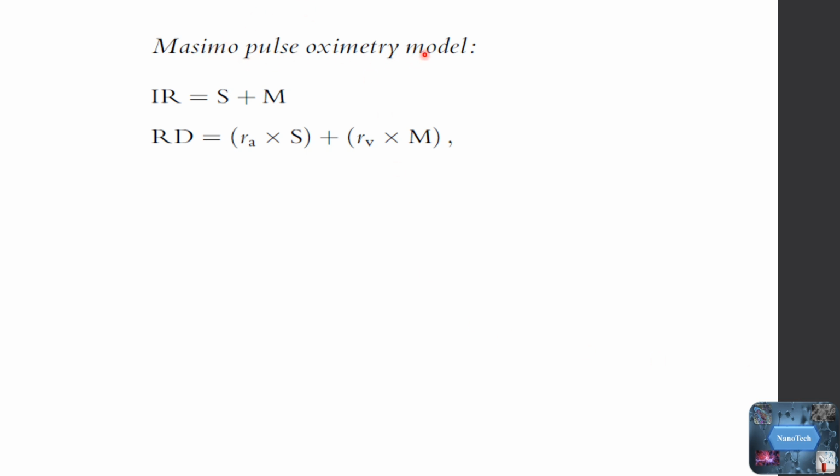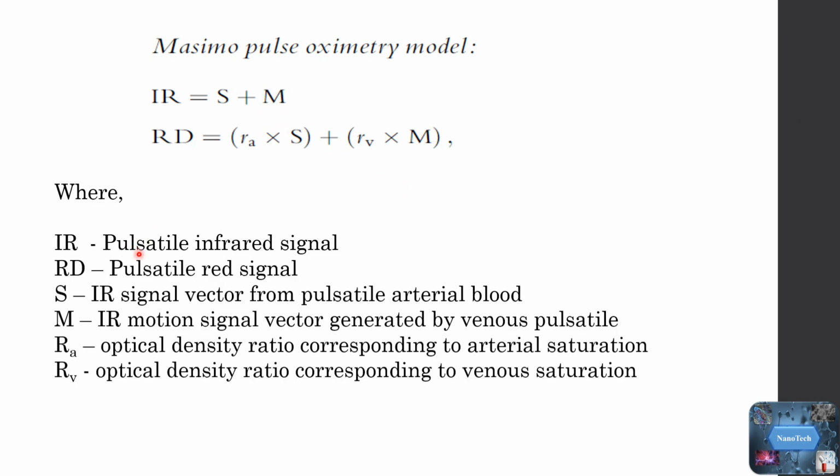This model accounts for saturation values contributed by the true arterial signal, and by one or more motion or noise signals. It is assumed that under conditions of motion, the detected IR and red signals comprise both the arterial saturation signal and a venous motion noise signal. The Masimo pulse oximetry model is explained by these two equations, where IR is the pulsatile infrared signal, ρ is the pulsatile red signal, S is the IR signal vector from pulsatile arterial blood, M is the IR motion signal vector generated by venous pulsatile blood, Ra is the optical density ratio corresponding to arterial saturation, and Rv is the optical density ratio corresponding to venous saturation.